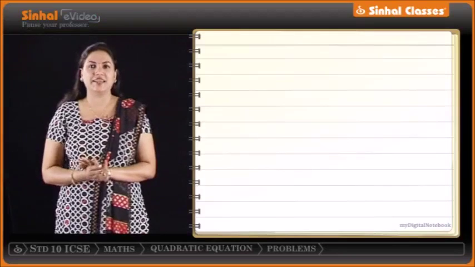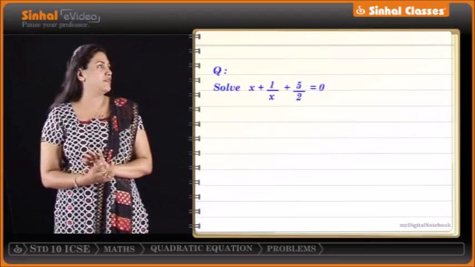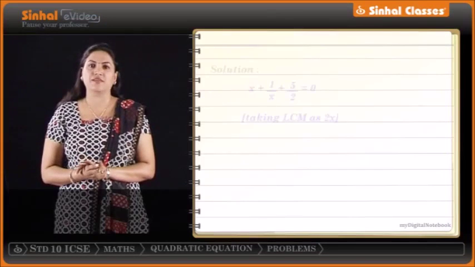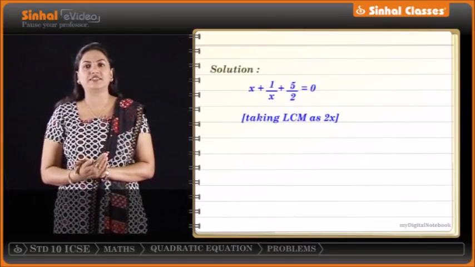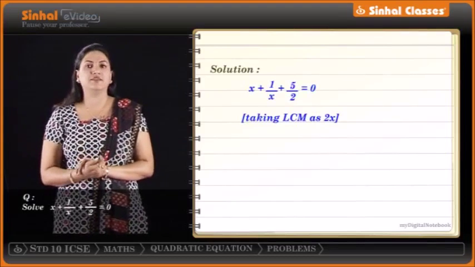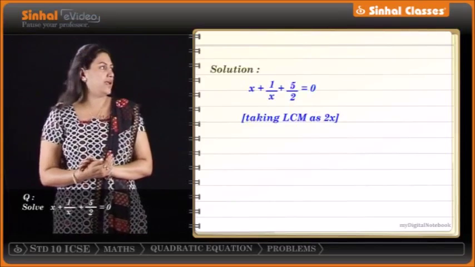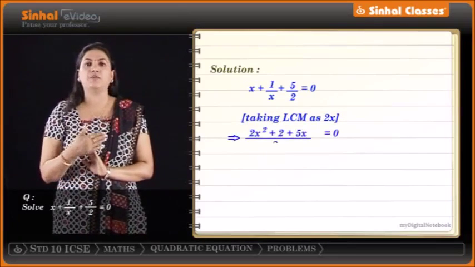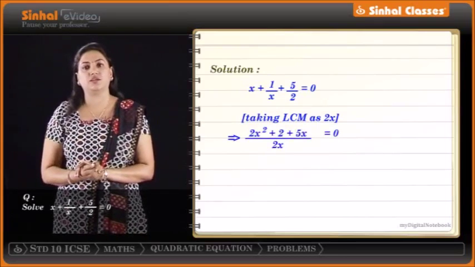Now let's look at the next problem. Solve x plus 1 upon x plus 5 by 2 is equal to 0. Now first of all, we take the LCM throughout as 2x. We get 2x square plus 2 plus 5x upon 2x is equal to 0.